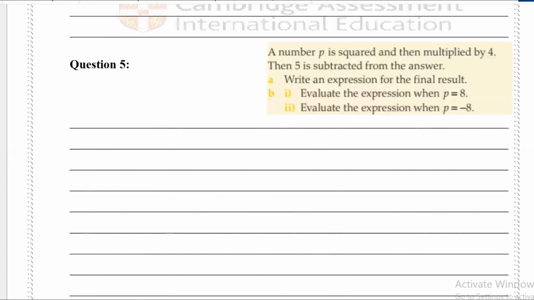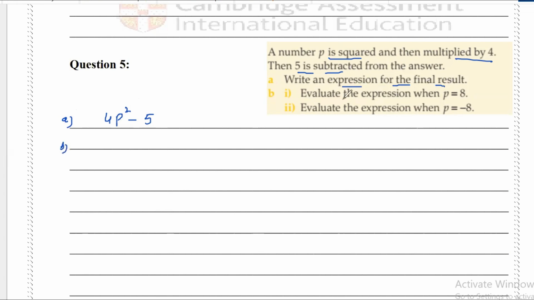Next question is 5. Here if you check carefully, a number p is squared. P is squared means p power 2, and then multiply by 4. After this, 5 is subtracted from the answer, so minus 5. So this is the expression, the right-hand expression for the final result. So this is our final result of the a part.